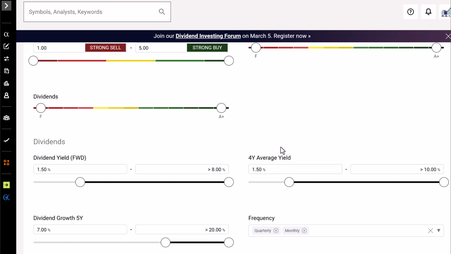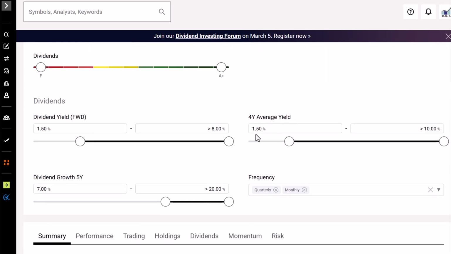And the 4-year average dividend yield, I have 1.5% here. This is a dividend growth ETF. It shouldn't be any lower than that, in my opinion.